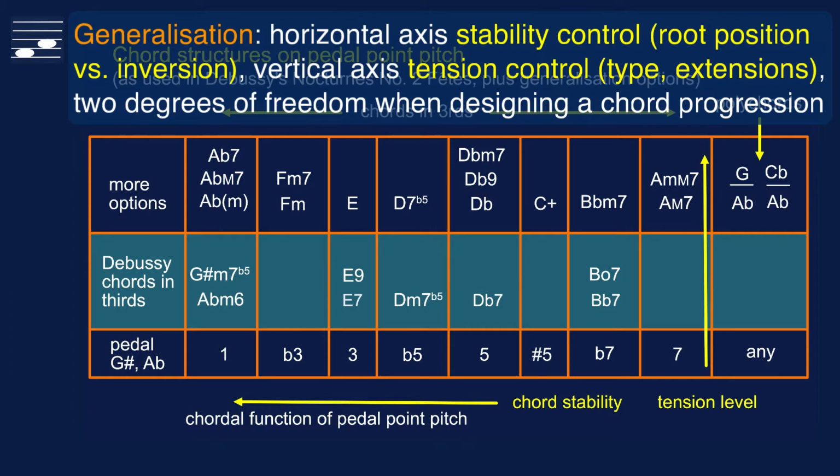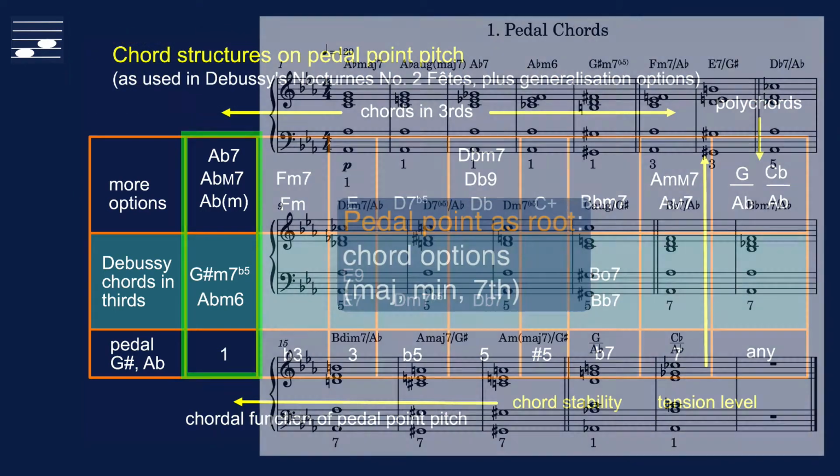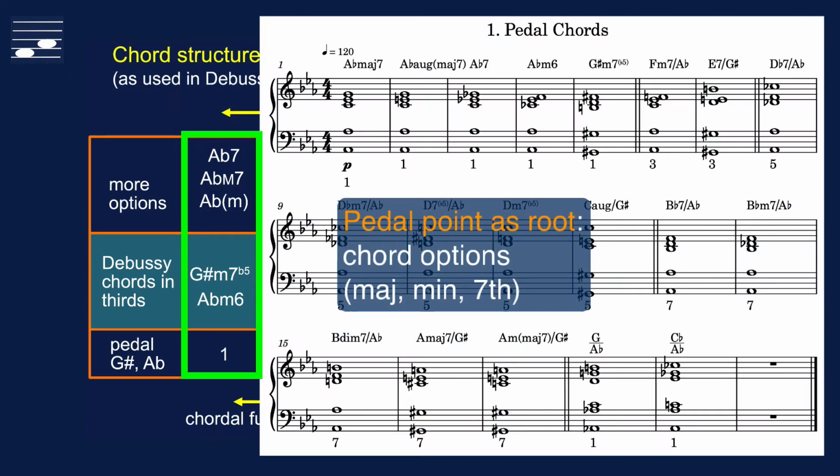Let's listen to this expanded set of chords over the bass pedal point, starting with the 5 options where A flat or its enharmonically equivalent G sharp is the root. We hear major, minor and 7th chord types.